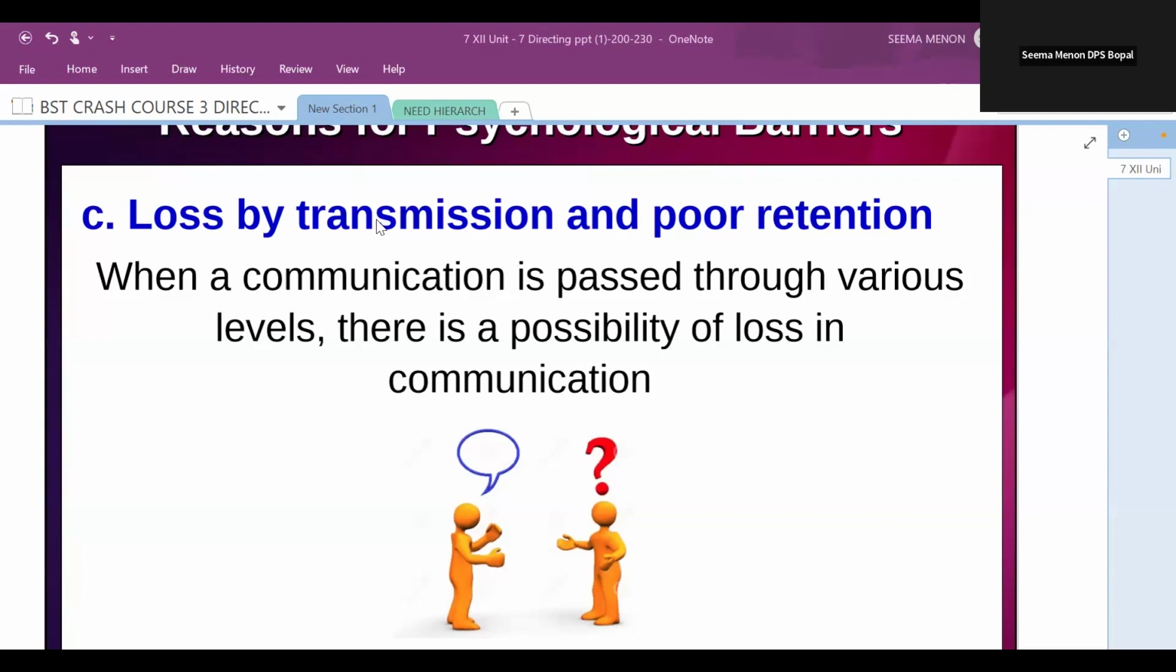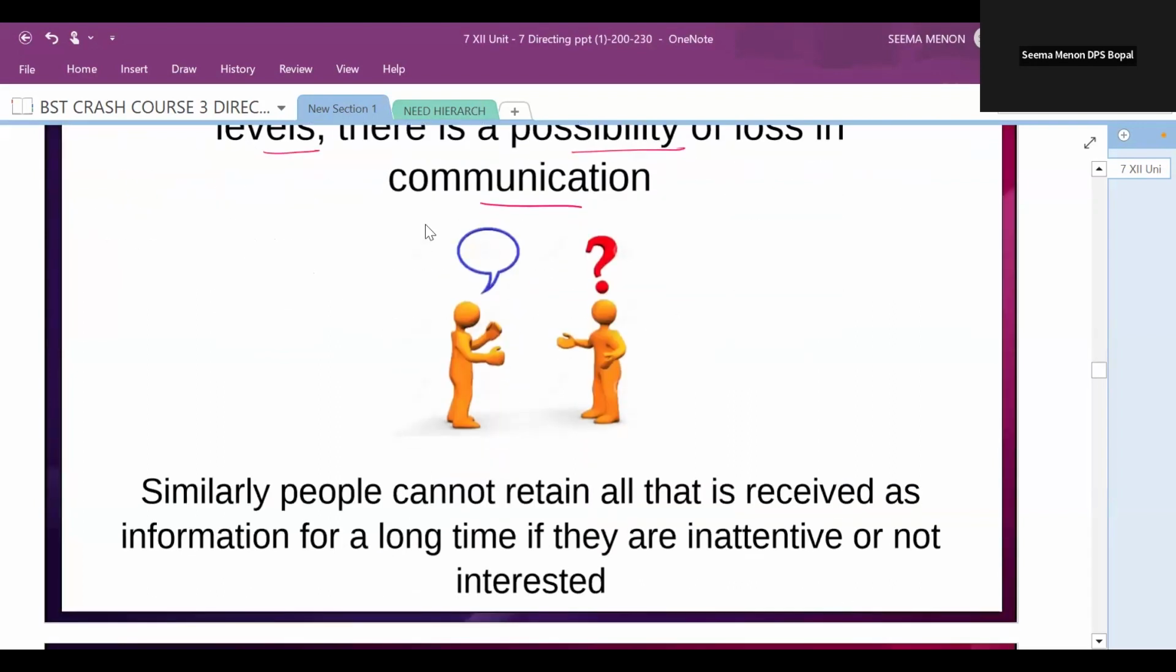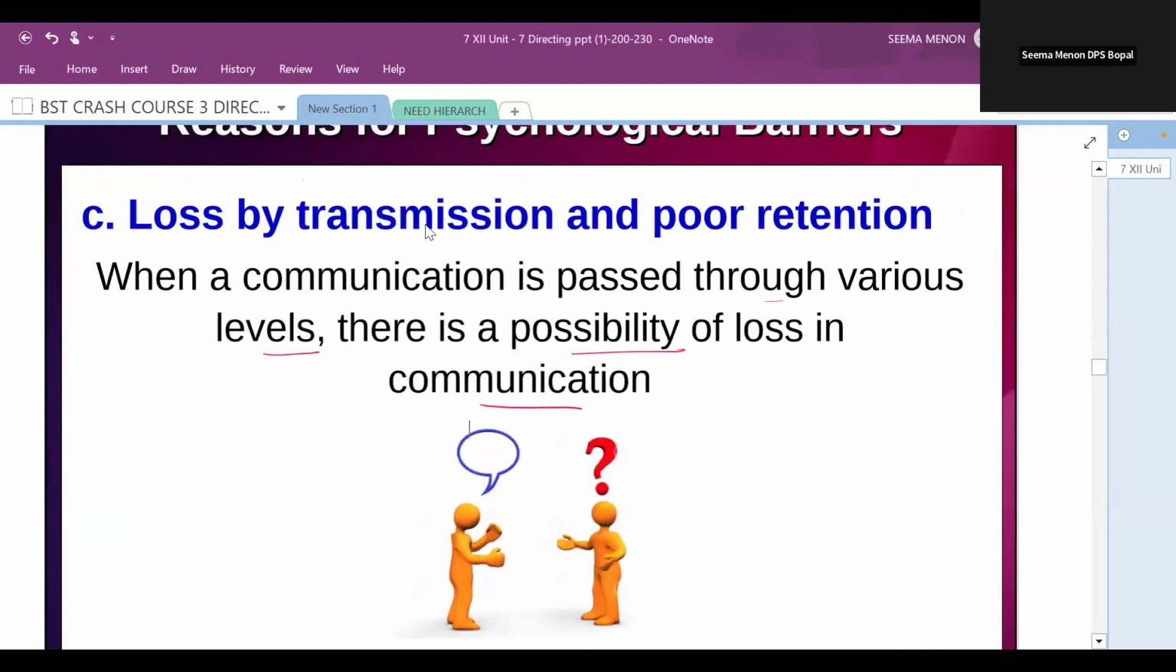Yes, children. Loss by transmission and poor retention. When a communication is passed through various levels, there is a possibility of loss of communication. From top level to bottom level, the message is communicated. So what can happen? A portion of the message may not reach the bottom level. What do you mean by that?